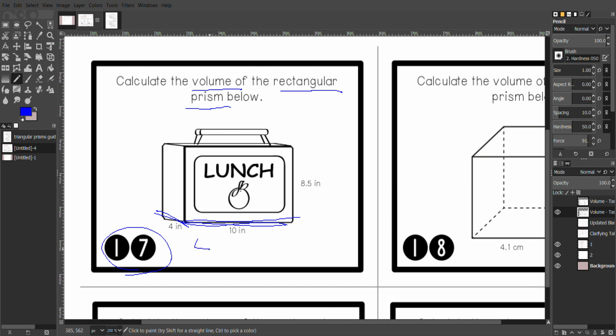It's 4 times 10, because those are the two dimensions of the base, which is the bottom, 4 and 10. So what is 4 times 10? I will pause. It is 40. Now, what number do I multiply the 40 by to get the total volume? I will pause.